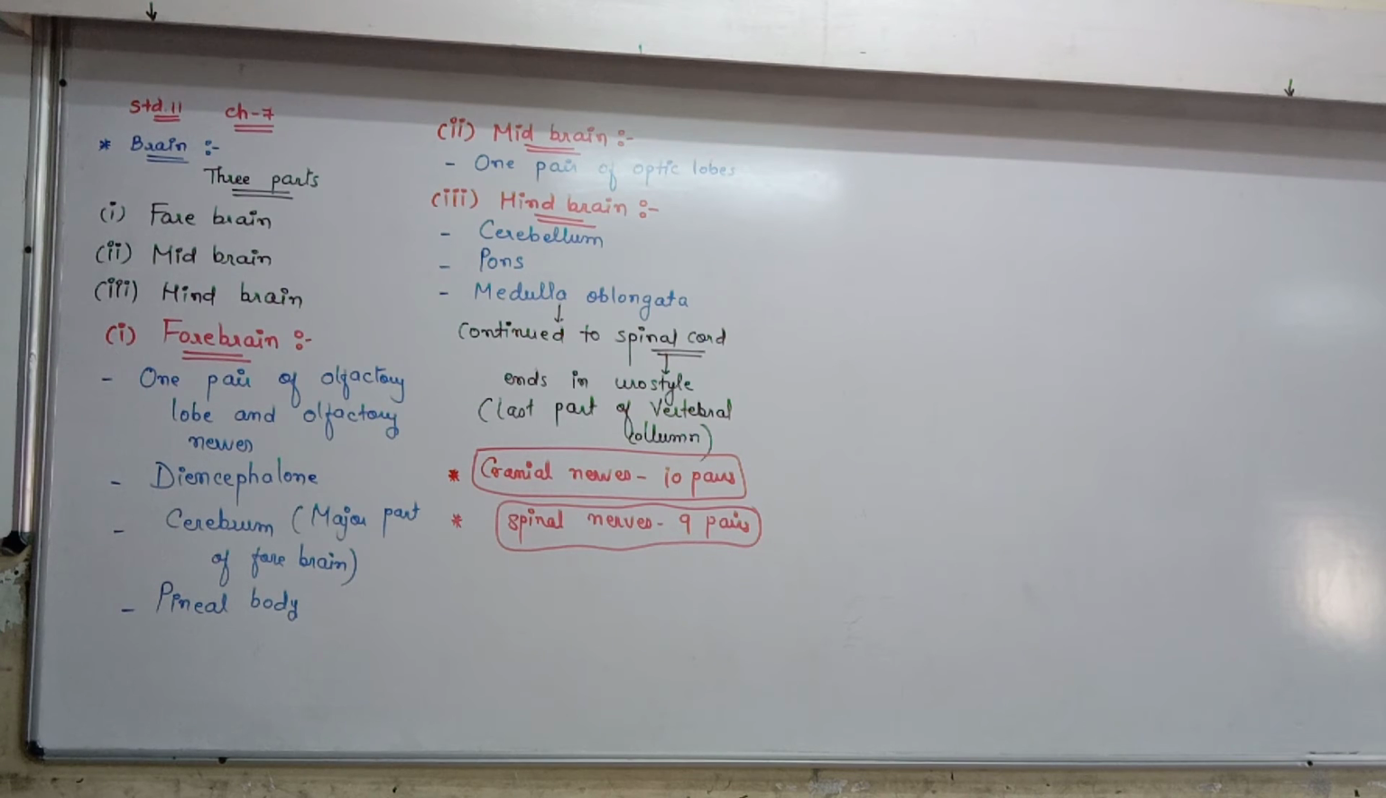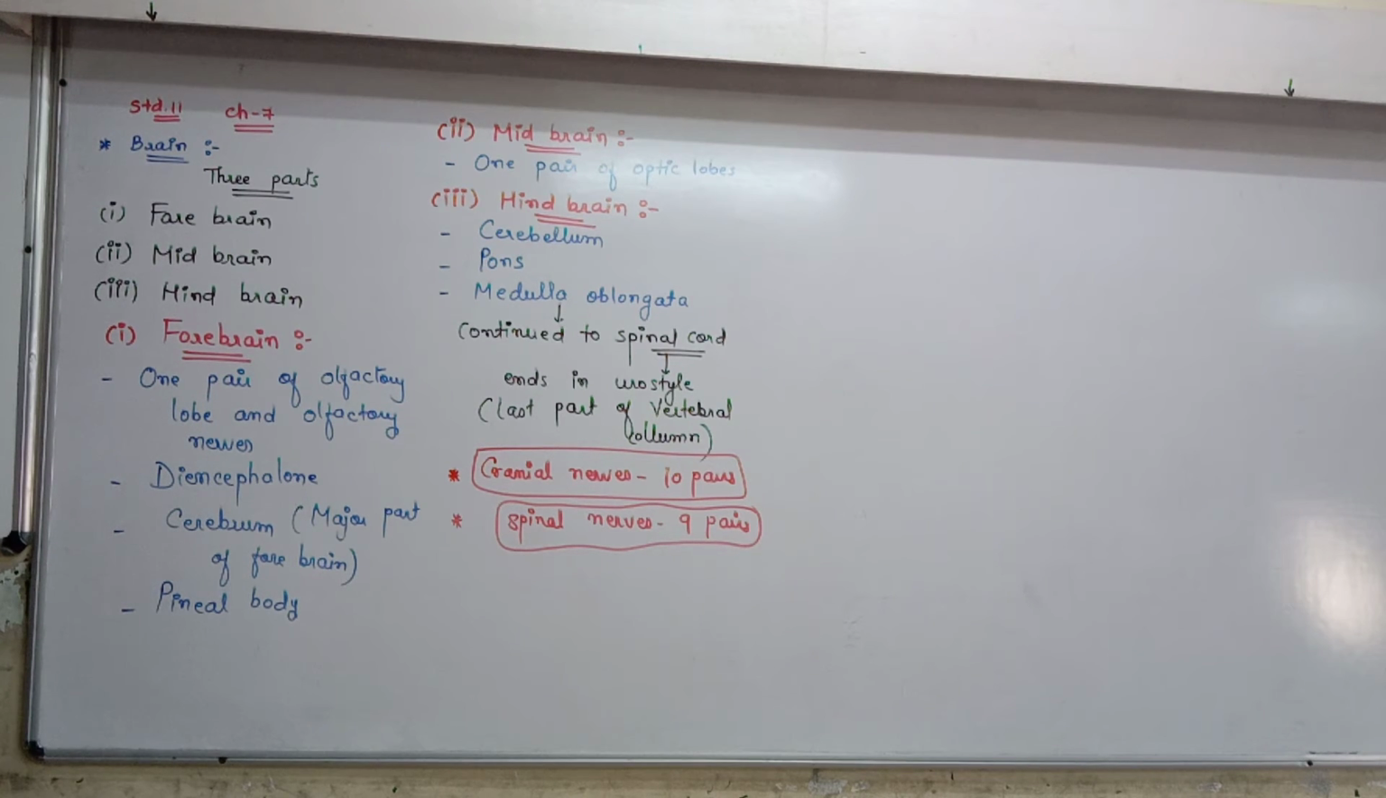Nervous system is organized into central nervous system, that is brain and spinal cord, and peripheral nervous system, which includes cranial nerves and spinal nerves. But here, how many cranial nerves and spinal nerves are there? Not given here. Okay, fine. And autonomic nervous system, sympathetic and parasympathetic.